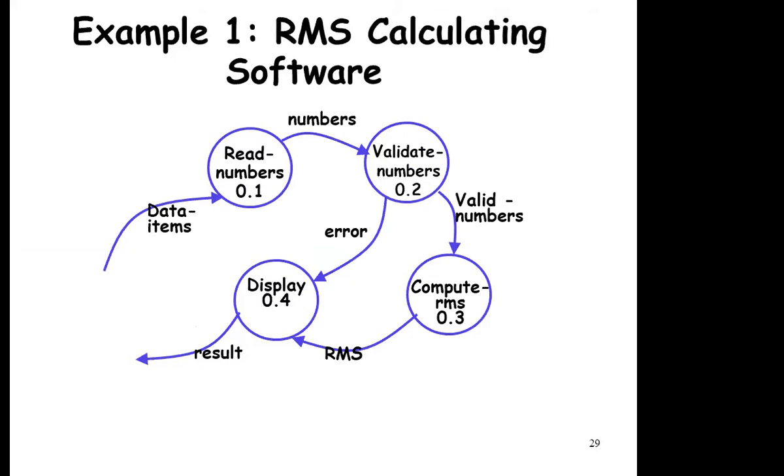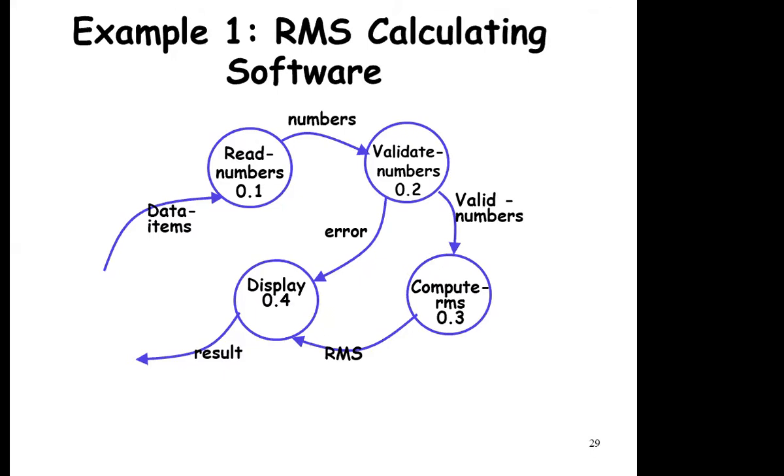After validation, just see the next level, that is level 1 of the DFD. It is in front of your screen. The different functions are: first, read the numbers, which I will abbreviate as Rn. Then we have to validate the numbers, Vn. Then we have to compute the RMS value. Then we have to display the result, or the error. I will say displays. Sorry, I have written error here.